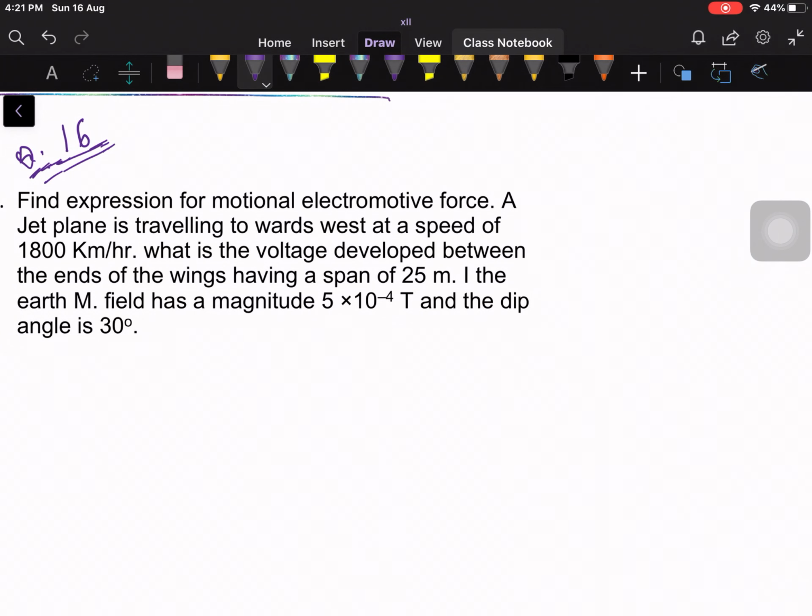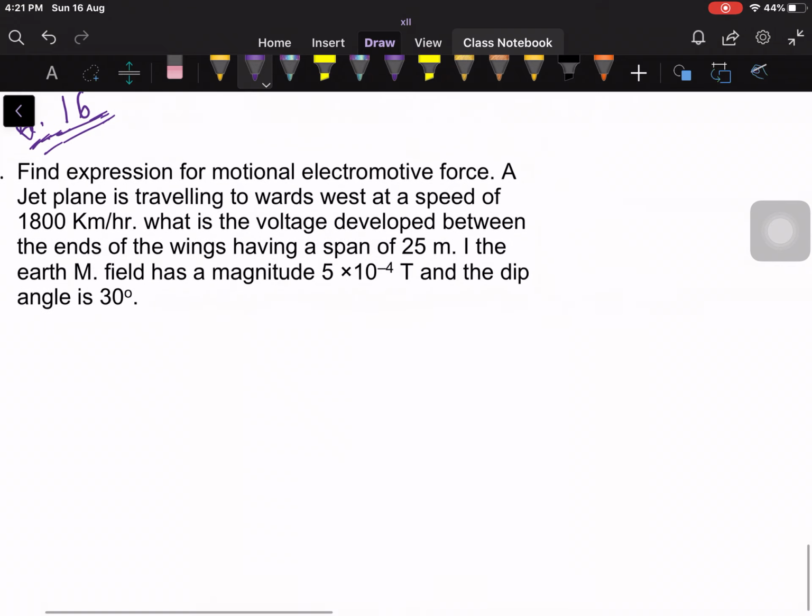Dear students, now we are going to see question number 16 of T20 worksheet. The question is asked by Himanshu, but I think the question is very simple. I don't know what problem or what doubt is there. Let us see. Maybe in the solution it may be clear.